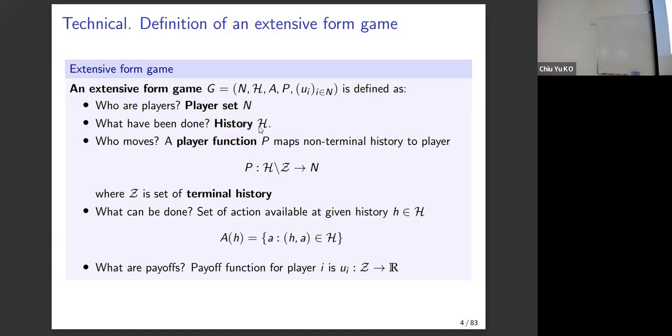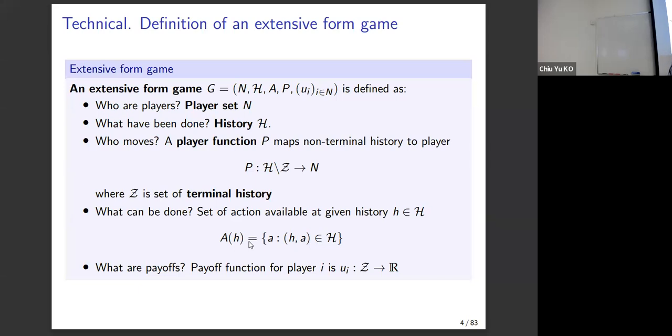So what is history? History is just the actions taken in the past. Okay, you start with the empty history, right? Because actions are taken one by one. So history is just the actions that have been taken, and there is a dynamic, right? Who can move is called the player function P. Okay, and at the last period, which is called the terminal history, no one can move, right? And what can be done depends on history, right? In the matching pennies game, player 2 can do head or tail both times, right? Same.